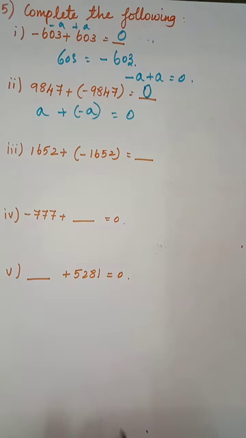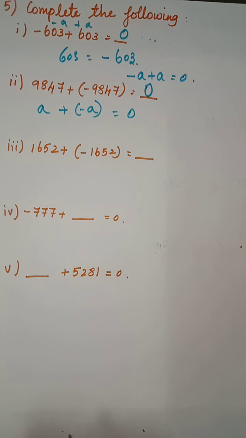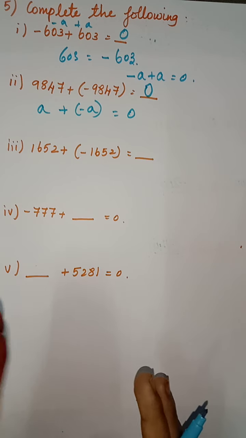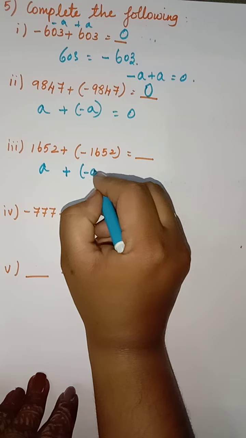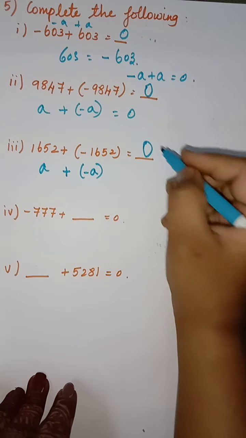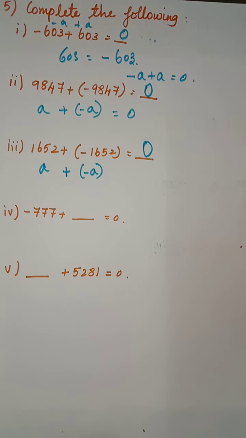Okay, now the next one, 1652 plus minus 1652. Both sides of our numbers are the same, but the symbols vary. So a plus minus a equal to what? 0. So here a plus minus a equal to what? 0. Clear? Okay, ma'am. Okay.